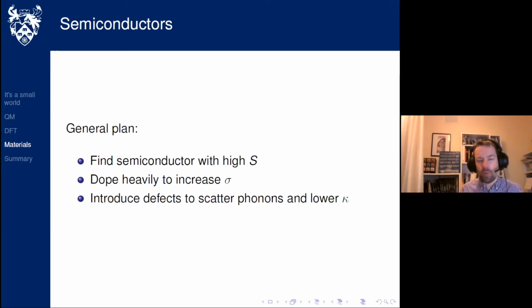And we want to stop heat going through the material. So ideally, we want to introduce maybe some kind of defects into the material so that as the heat moves through it, it will bounce off these defects and scatter, and that will really slow the rate at which heat goes through the material, and it will lower kappa. And that will give me a nice big ZT, which is to say it gives me a really efficient thermoelectric.